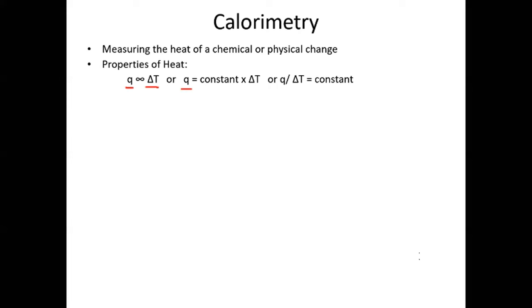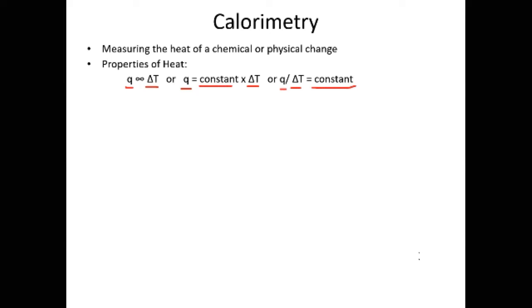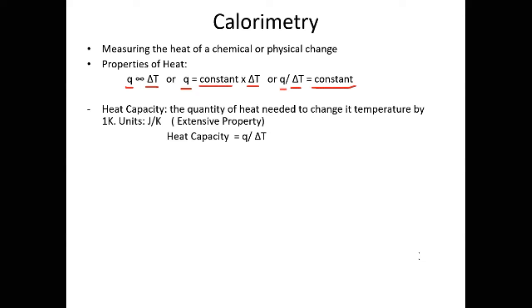And so Q, if we know delta T, we multiply by some constant, we can find the Q. Or if we know the Q and the delta T, we can calculate what this constant is. And so in calorimetry, there are two forms of this constant. This constant is referred to as heat capacity. Heat capacity is how much heat is needed to change the temperature by 1 Kelvin or 1 degree Celsius. So the unit can be joule per Kelvin, or it can be joule per degree C as well. They're both the same, doesn't matter which one you use.